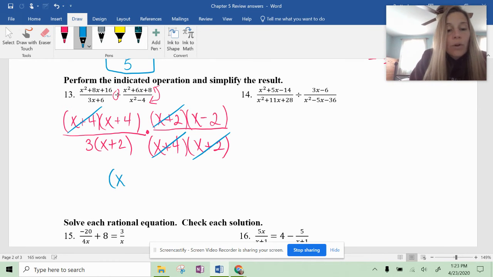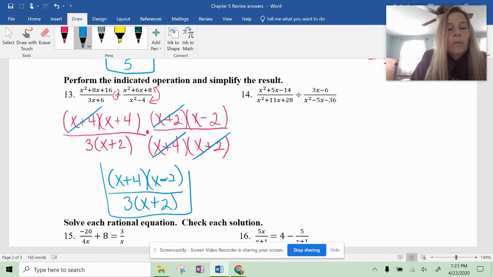So my final answer, I have x plus 4 times x minus 2 on the top and 3 times x plus 2 on the bottom. I think I said the wrong thing when I wrote this, but as long as it looks like this.